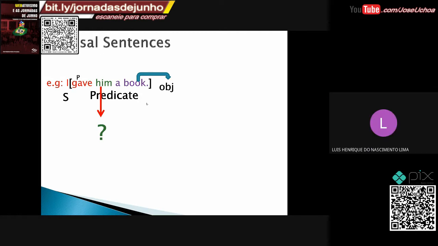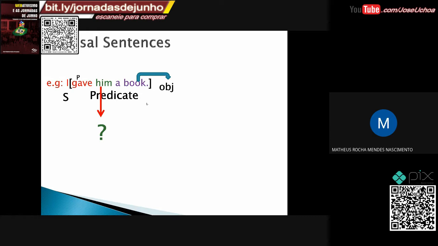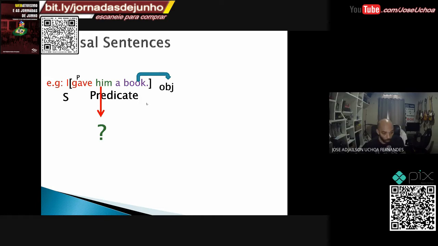Can people be objects too? Yeah, they can. For example, if you hit someone, the object is the person. We can act over people as well. Okay. But if you look at the verb to give and the way it is related to him or to the book, you will see there is a different relationship established. And Mateus has already mentioned that I gave a book to him.